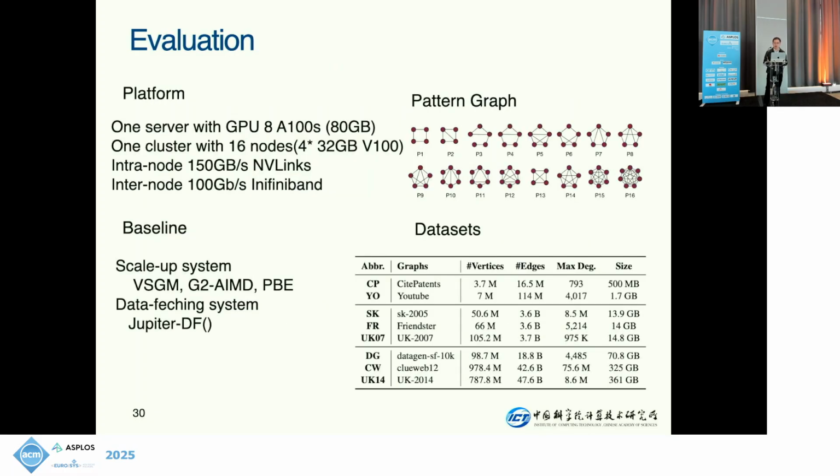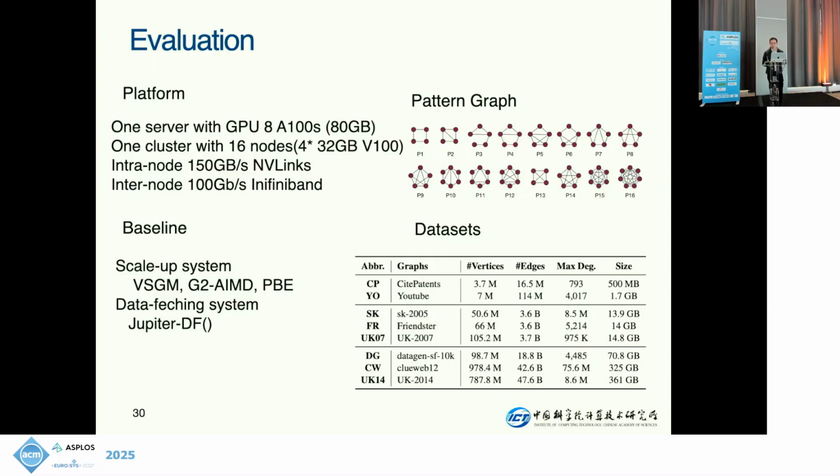Okay, let's look at how Jupiter performs. We run most experiments on 2 servers. One server is equipped with 8 A100 GPUs, and another server has 6 nodes, each equipped with 4 V100 GPUs. And we test 16 patterns and 8 datasets, including 2 large graphs, ClueWeb and UK14, with 14 billion edges each.